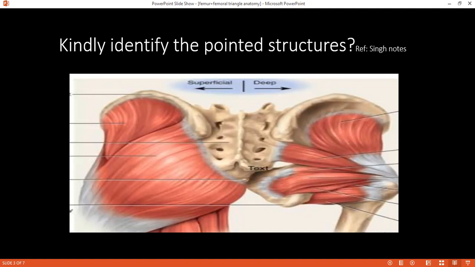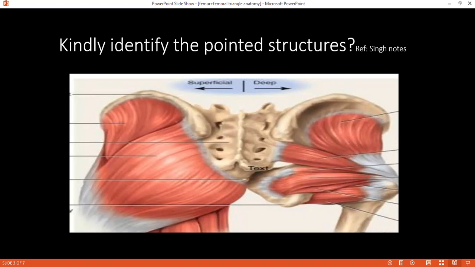Obturator internus, ma'am. Origin is from the inner border of the... Okay, we'll come back to that later. Can you, in this image, either on the right side or the left side, identify quadratus femoris? Hello? Can you hear me?